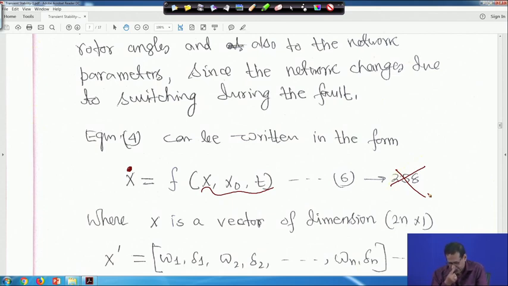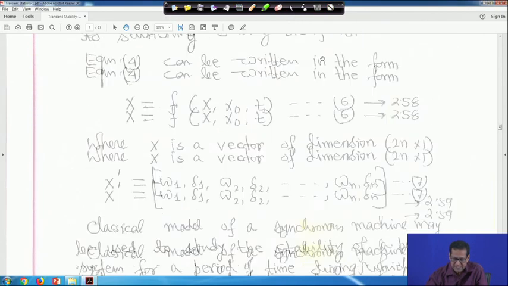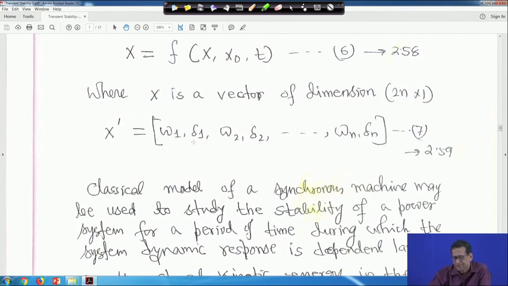This way we can write, where x is a vector of dimension 2n by 1, because for each machine you have two variables. For example, omega 1, delta 1, omega 2, delta 2, up to omega n, delta n. This is equation 7, x dot is equal to this transpose. There should not be any mistake, it is x dot; the dot was missed in scanning.